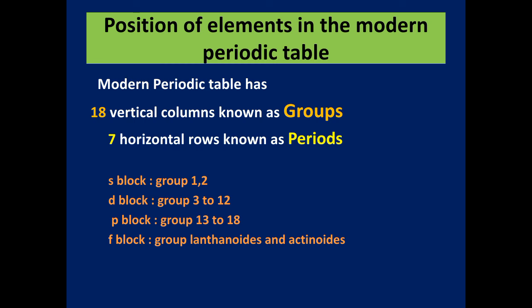The modern periodic table has 18 vertical columns known as groups and 7 horizontal rows known as periods. These elements are also grouped as s block, d block, p block and f block elements. Groups 1 and 2 are included under s block elements, groups 3 to 12 are called d block elements, groups 13 to 18 are called p block elements, and the lanthanoids and actinoids are called f block elements.